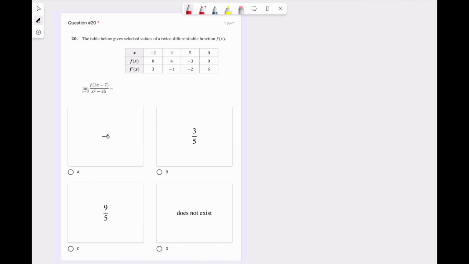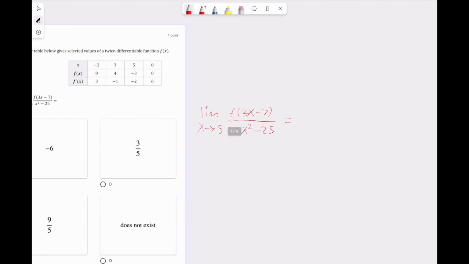All right, lastly, number 20, we have the table below gives selected values of a twice differentiable function f of x. So we're given a table, and we're given the limit as x approaches 5 of f of 3x minus 7 over x squared minus 25. So the first thing I'm going to do is plug in 5. So I have the limit as x approaches 5 of f of 3x minus 7 over x squared minus 25, and I'm going to plug in 5. So I have f of 3 times 5 minus 7 over 5 squared minus 25.